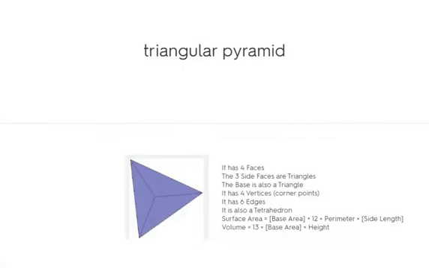Triangular pyramid: it has 4 faces. The 3 side faces are triangles. The base is also a triangle. It has 4 vertices. It has 6 edges. It is also a tetrahedron. Surface area equals base area plus 1/2 x perimeter x side length, volume equals 1/3 x base area x height.